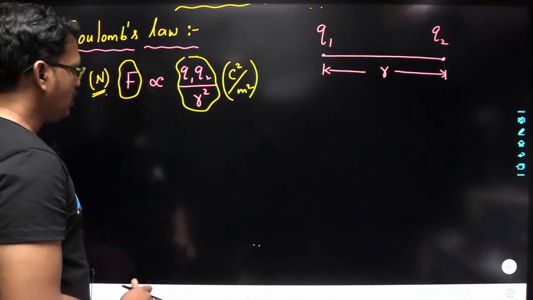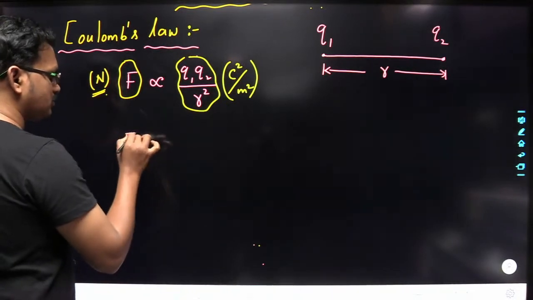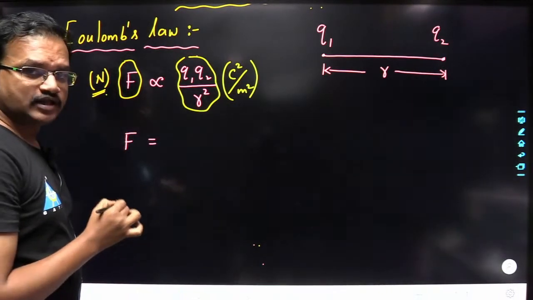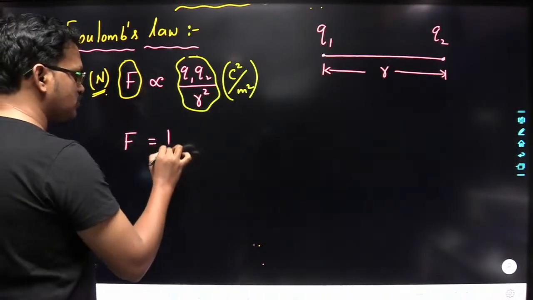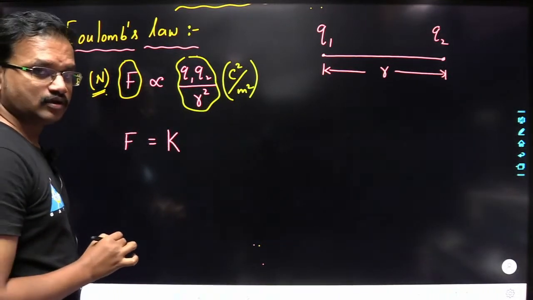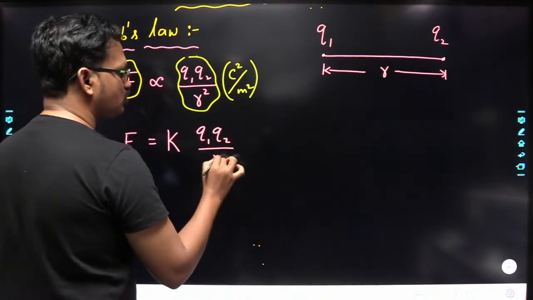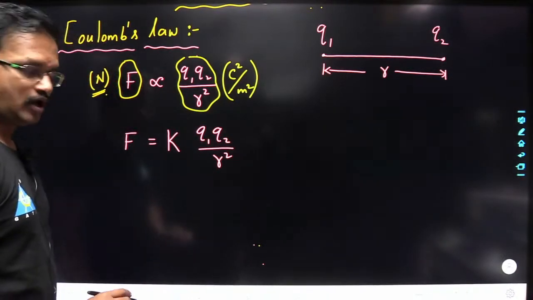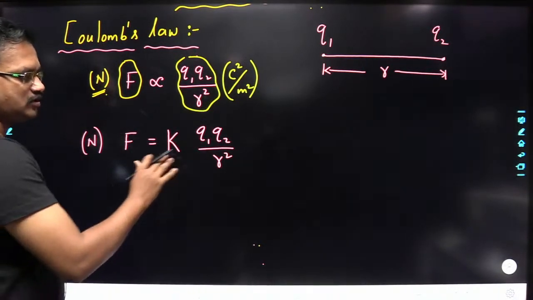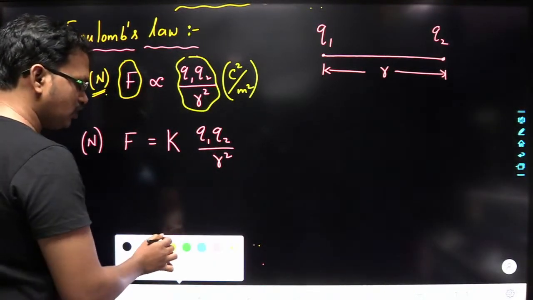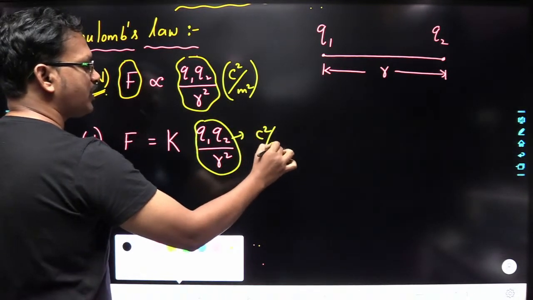Now if you want to put equality, so F is equal to, then what do you have to do? You have to introduce a proportionality constant. I am considering that proportionality constant as K. So F equals K into Q1 Q2 by R square. Now I have put equality, so the units on the LHS must be the same as the units on the RHS. And we know that the units of Q1 Q2 by R square are coulomb square per meter square.